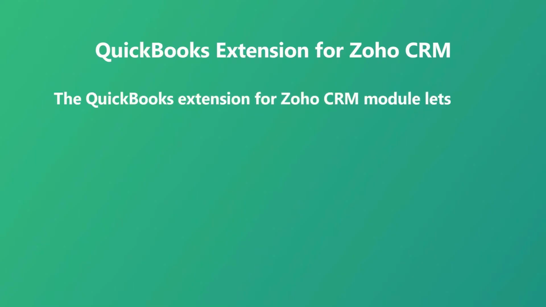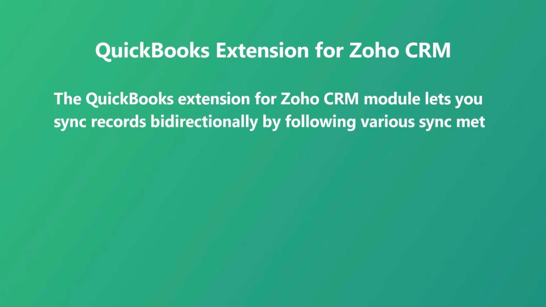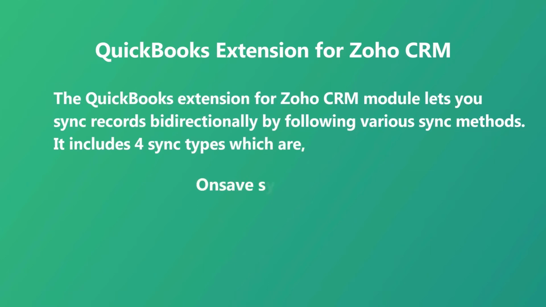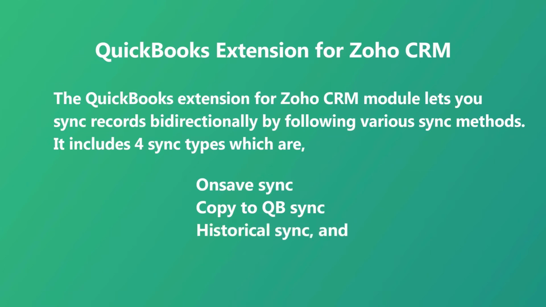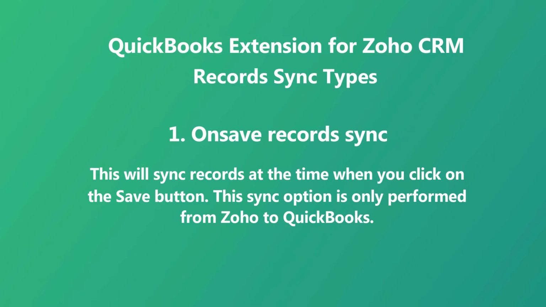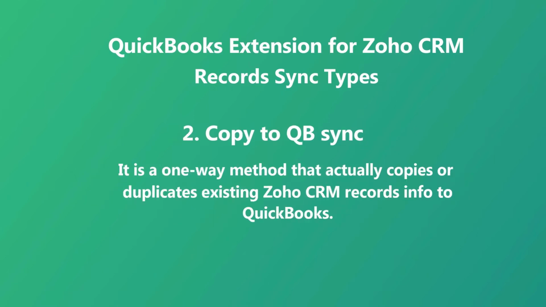The QuickBooks extension for Zoho CRM module lets you sync records bidirectionally by following four various sync methods, which are on-save sync, copy to QB sync, historical sync, and CRON Sync. On-save record sync will sync records at the time when you click on the Save button. This sync option is only performed from Zoho to QuickBooks.